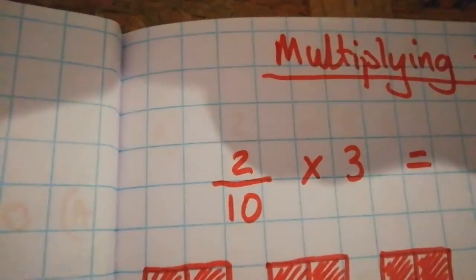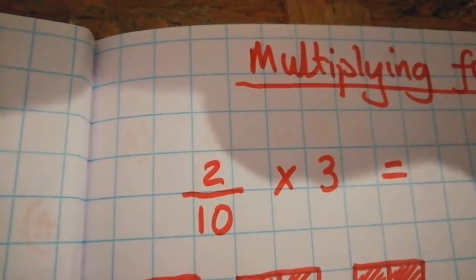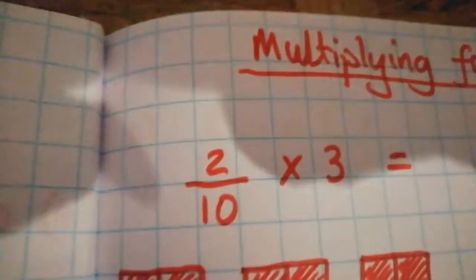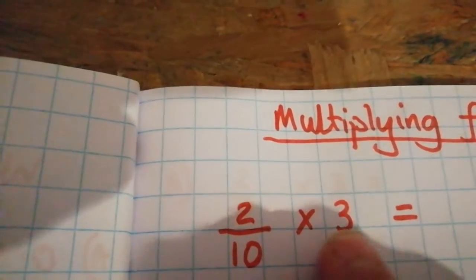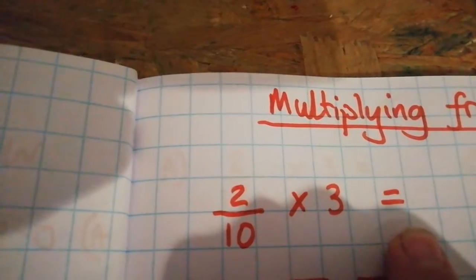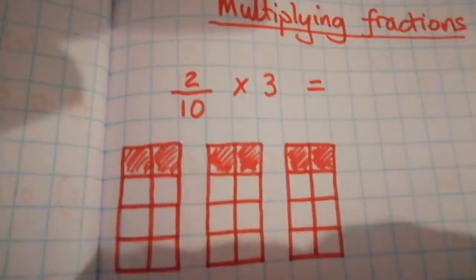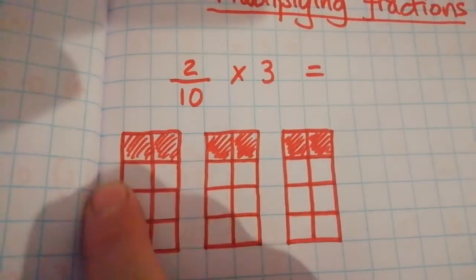If I've got to do 2 tenths multiplied by 3, I could get really mistaken and think that I'm going to do 2 times 3 and write 6 and 10 times 3 and write 30, but I'm not. Let's think about it in terms of these pictures of tenths.